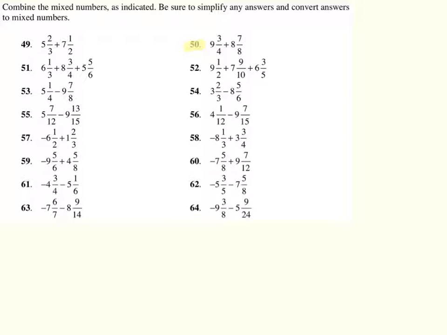Okay, let's get number 50 written down on our paper. So we have 9 3/4 plus 8 7/8. Find the common denominator between 4 and 8. Well, it's going to be 8. So we're going to change this fraction. 4 goes into 8 2 times. 2 times 3 is 6. And then we're going to leave this one as is because it already has 8 as the denominator.